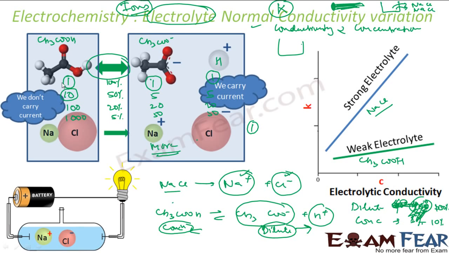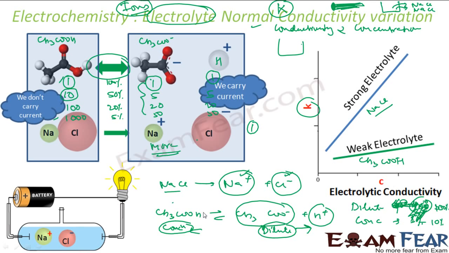Now you see, you are increasing the concentration from 1 to 1000. But actually, the ion concentration is only increasing from 1 to 50. And that is what I am showing here. You are increasing the concentration too much, but the ion concentration is directly proportional to my conductivity, so conductivity is increasing less. Right? You see, the increase is less.